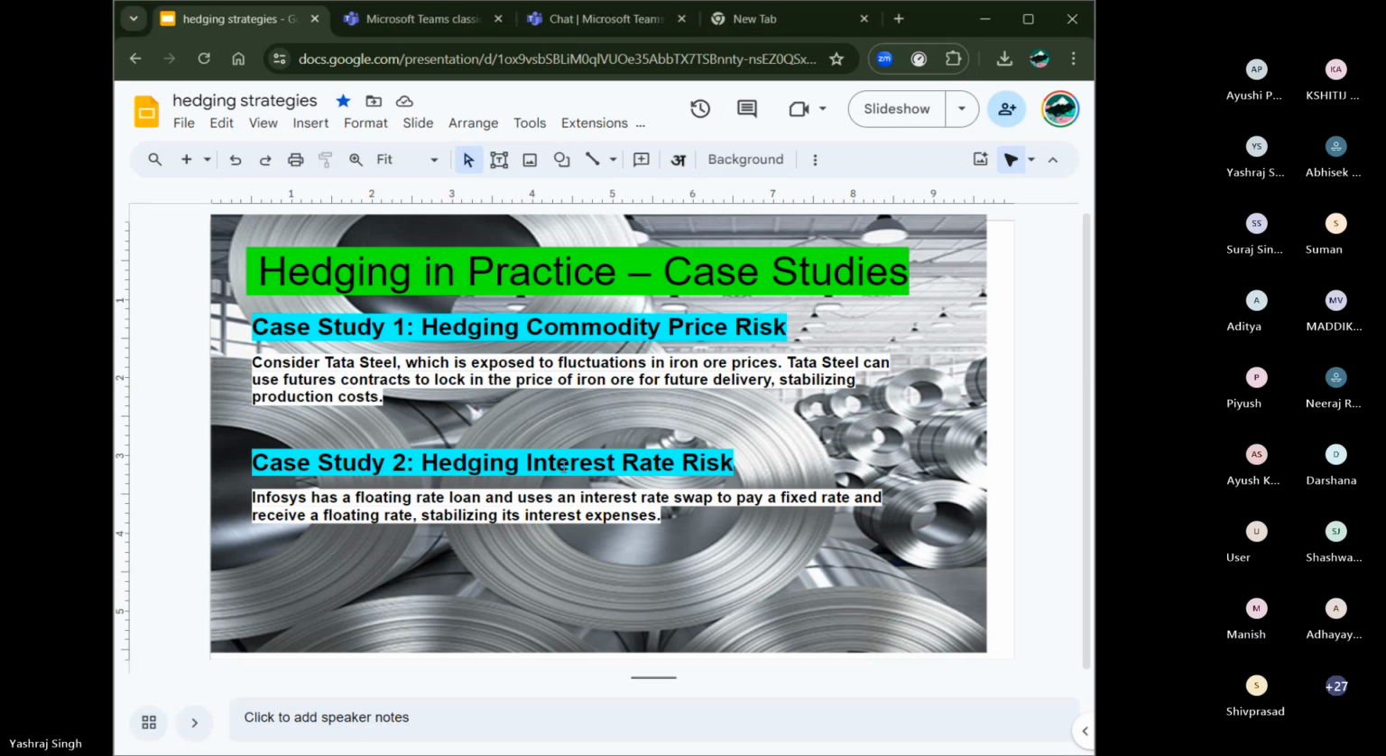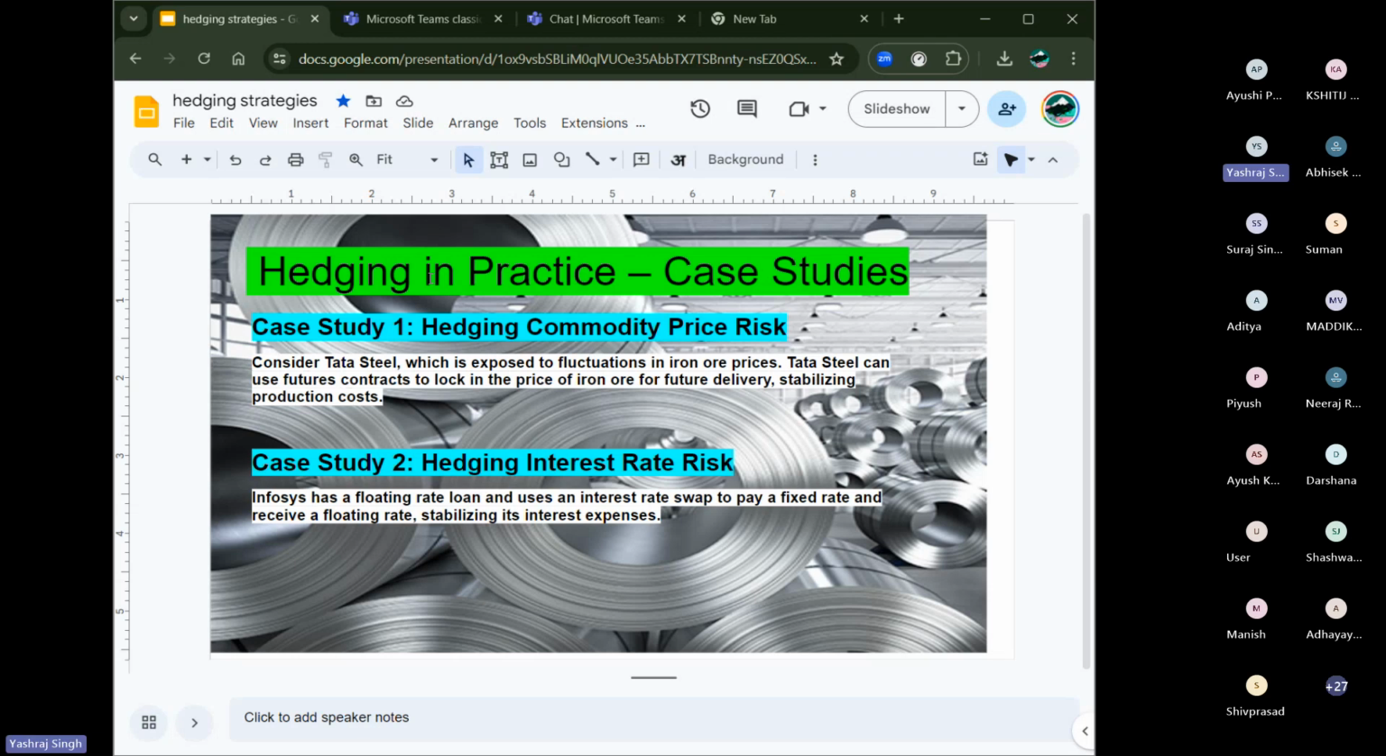Yeah. Again, hedging in practice. I'm a bit new on Teams, right? So if my screen is not visible, because I'm constantly sharing my screen there, you can unmute yourself and ask for that, right?